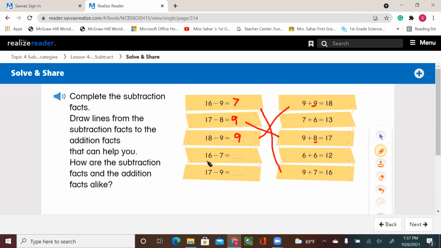All right, number 4, 16 take away 7. So my total 16, one part is 7, I'm missing the other part. So I'm looking for an addition fact that number plus 7 or 7 plus a number equals 16. And I think 16 take away 7 equals, very good, 9. So up here, 16 minus 9 equals 7. 16 minus 7 equals 9. Very good.